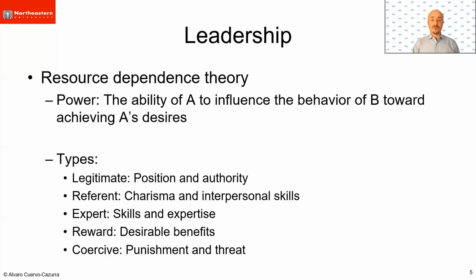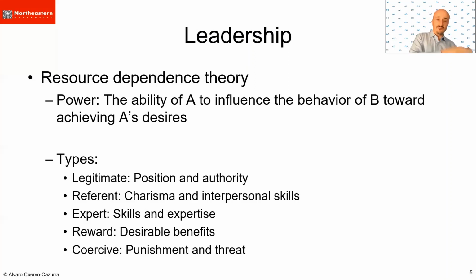Then there is a fourth type of power, which is reward. You can provide something that people value. Yes, it can be monetary, but it can also be social rewards, praise, and then the people are going to follow you because they're thinking that, yes, you are going to offer them something that they want.